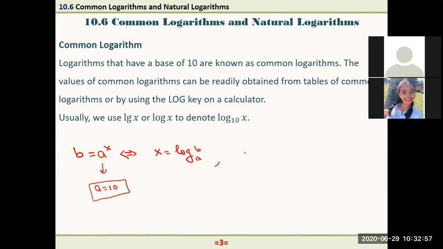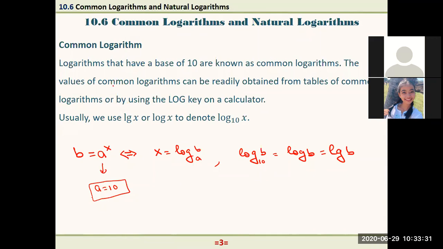For example, sometimes with this 10, we just omit the base, or we just write logarithm of b. In some books, they write lg b. These are all the same thing. What is it? The base is 10. Logarithm of b to the base 10, or the common logarithm of b. When we say common logarithm of b, we don't have to mention its base, because we know that the base is 10.